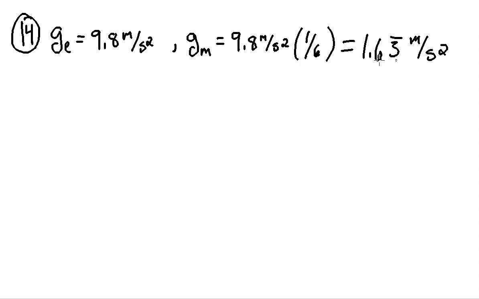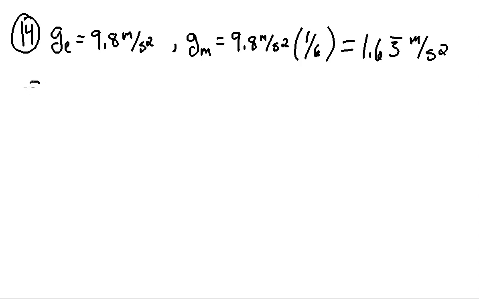So this is how much less. When you're on Earth and you're falling, you fall 9.8 meters per second faster for every 1 second that goes by. Whereas on the moon, you're falling 1.6 repeating 3 meters per second faster for every 1 second that you're falling.